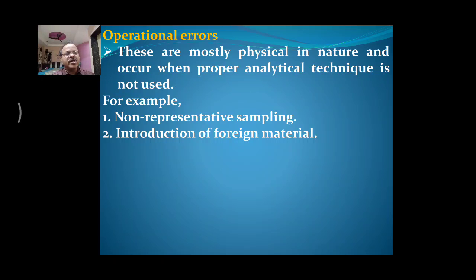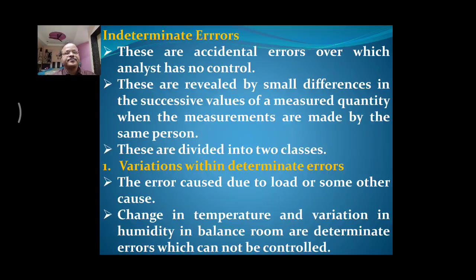Whatever sample we have taken should be representative of the whole material. So non-representative sampling causes operational errors, and to avoid this, we have to take samples from different portions of the material. Secondly, introduction of foreign material. Foreign material gets added to the material, and that causes operational error.